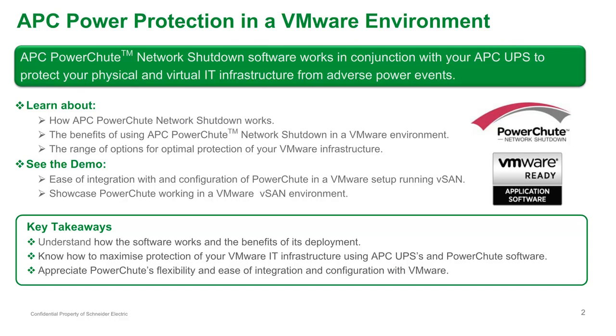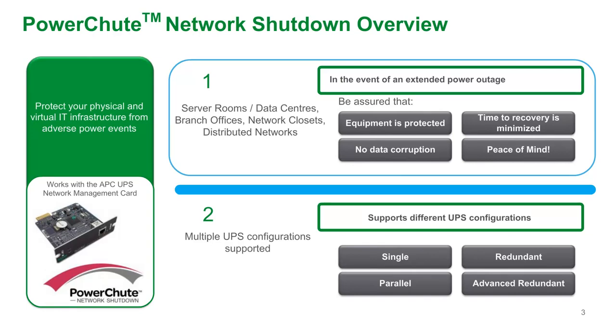At the end of this module, you will know how the software works, how to deploy PowerChute to protect your VMware environment, and understand PowerChute's flexibility, ease of integration, and configuration for vSAN. PowerChute Network Shutdown works in conjunction with the APC UPS Network Management Card to protect your physical and virtual IT infrastructure from adverse power events. The software is widely deployed in server rooms, data centers, branch offices, network closets, and distributed networks to protect IT equipment during a power outage, minimizing time to recovery.